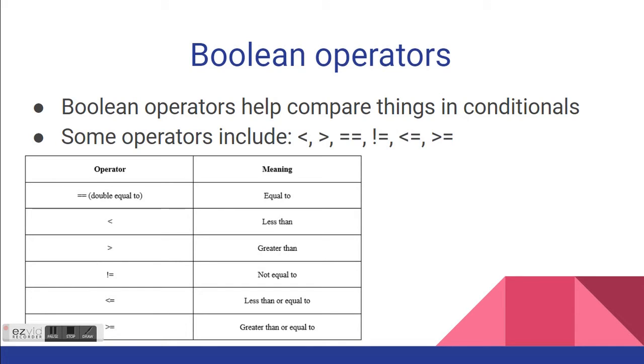Boolean operators help compare things in conditionals. Some operators include equal to, less than, greater than, not equal to, less than or equal to, and greater than or equal to.